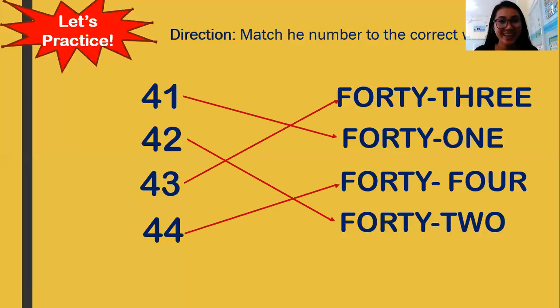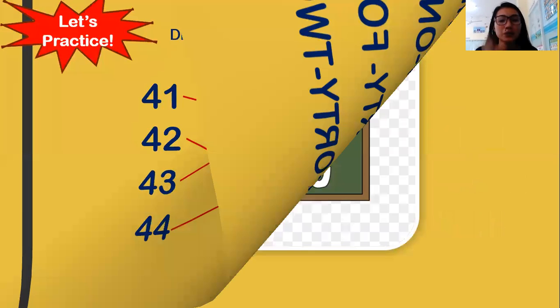Okay, class, again, let's read the number words. This one is 41, 42, 43, and 44. I hope you are now familiar with the numbers from 41 to 44. That would be all for this afternoon class.